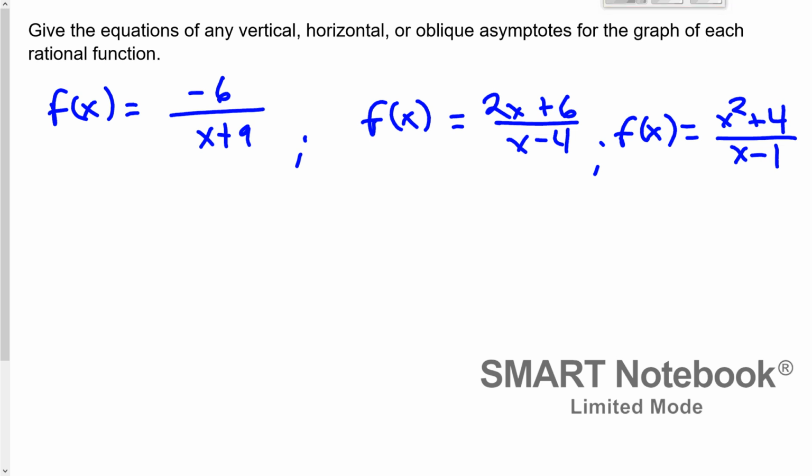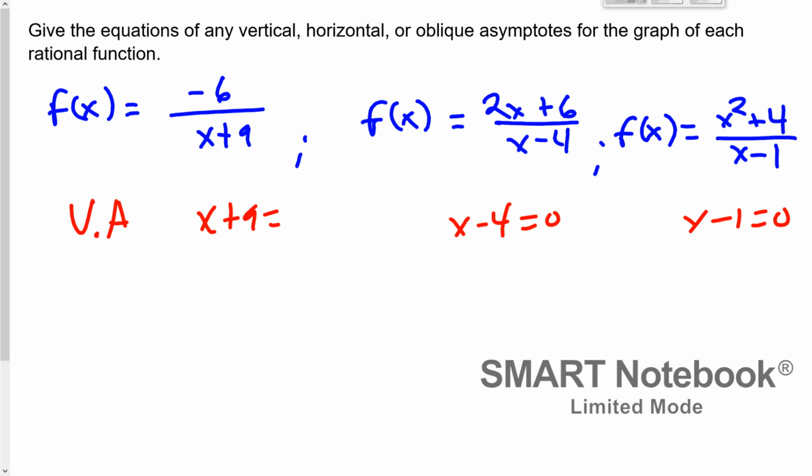Okay, so vertical asymptote, we set the denominators equal to 0, right? So x plus 9 equals 0, x minus 4 equals 0, and x minus 1 equals 0. The only thing with the vertical asymptote that you've got to worry about is when it's squared, right? And we talked about this in, I think, the first video.